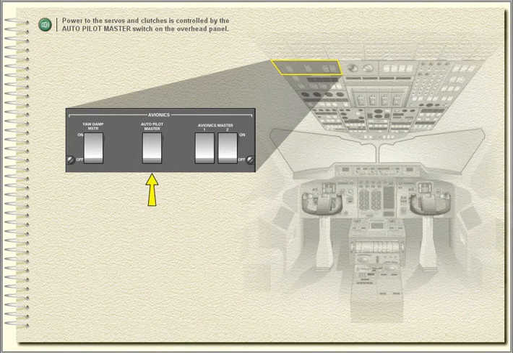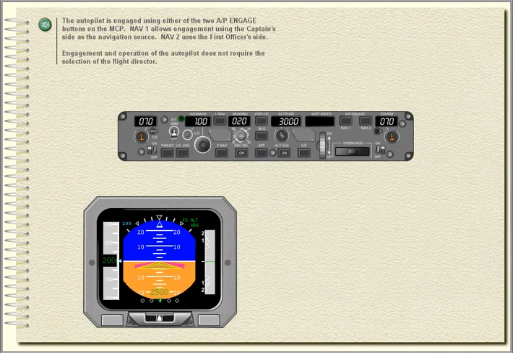Power to the servos and clutches is controlled by the autopilot master switch on the overhead panel. The autopilot is engaged using either of the two autopilot engage buttons on the MCP. Nav 1 allows engagement using the captain's side as the navigation source. Nav 2 uses the first officer's side. Engagement and operation of the autopilot does not require the selection of the flight director.